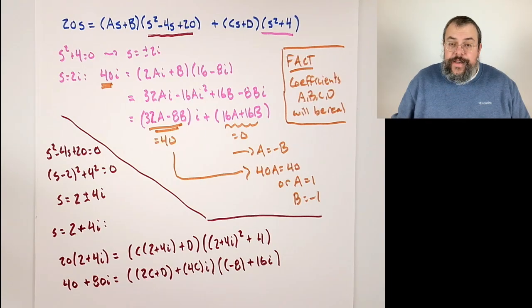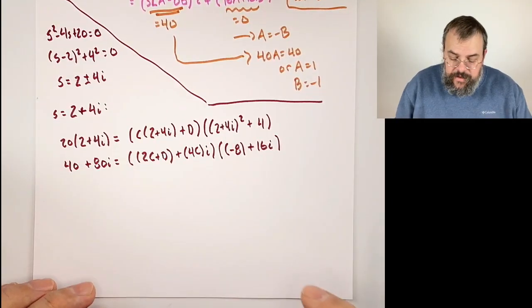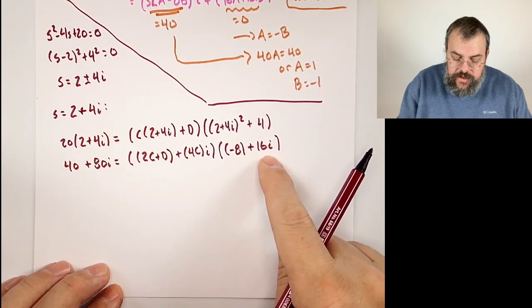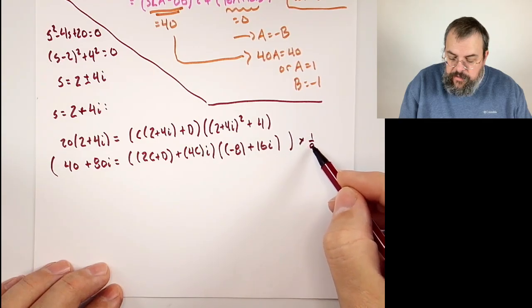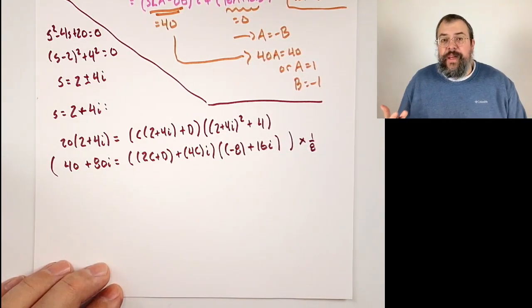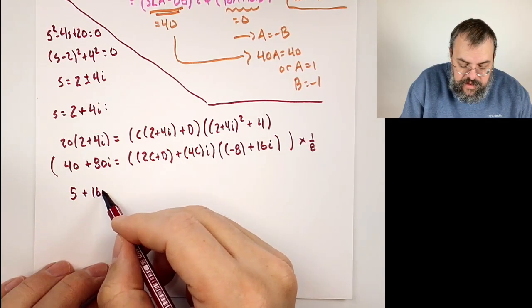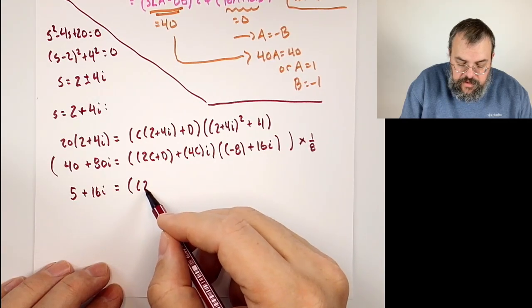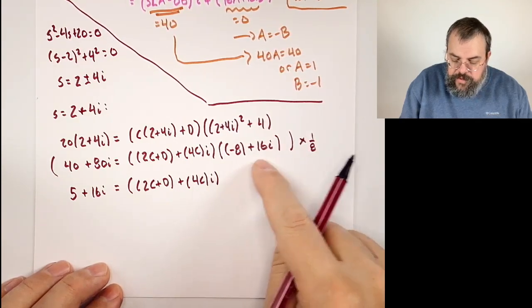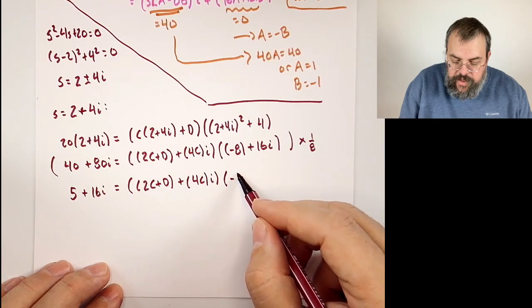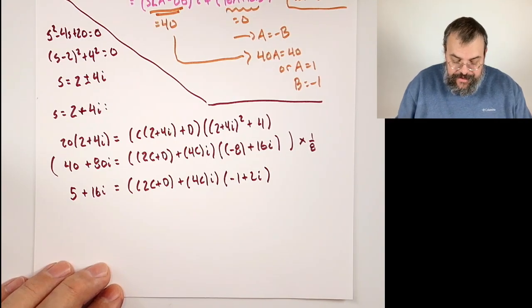Now we can work on cleaning this up. Now, one thing we can do before we get too far along is say, well, hey, this has factors of 8 out of here. So let's take both sides and we're going to multiply it by 1/8. So that would just make things a little bit cleaner. So we'd have 5 plus 10i equals 2c plus d plus 4c times i, because we're going to pull the 8 out of the second piece, minus 1 plus 2i. All right, that's definitely going to be a little bit easier to work with.